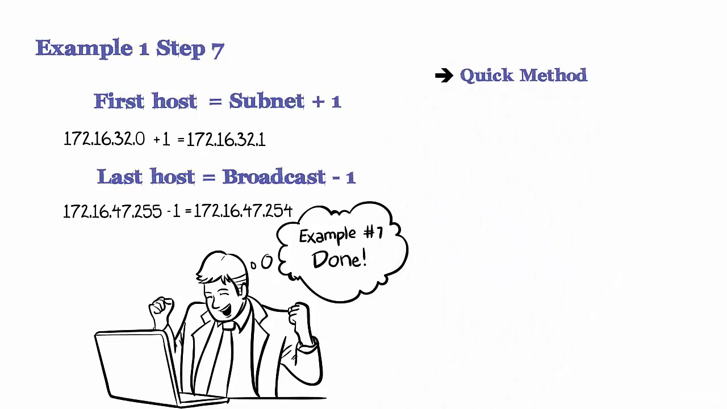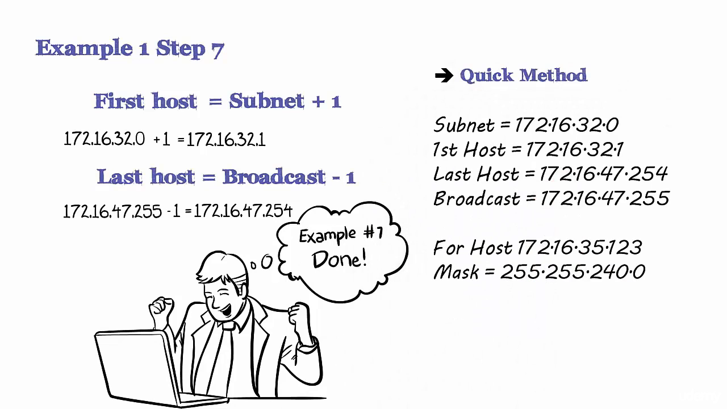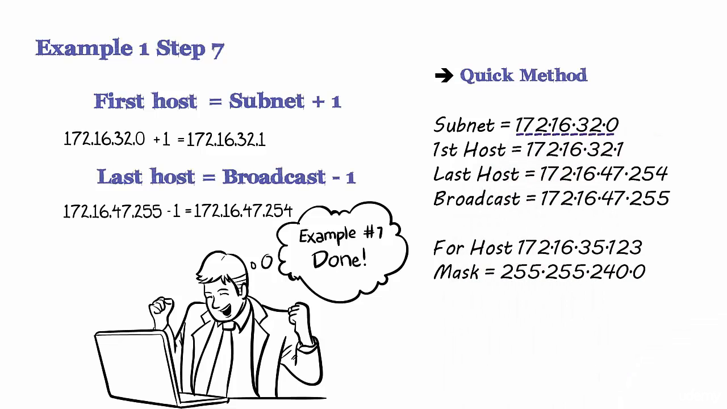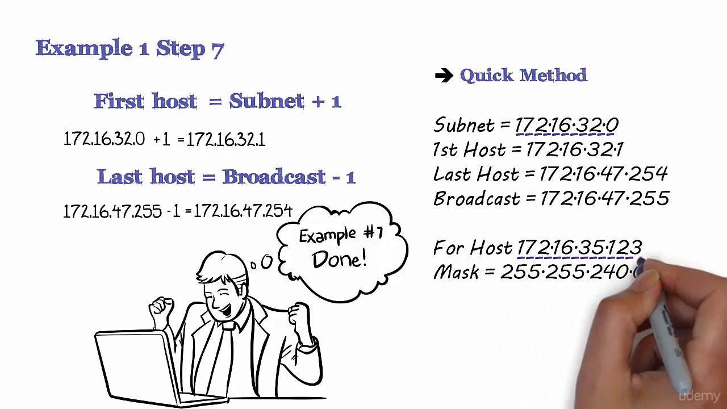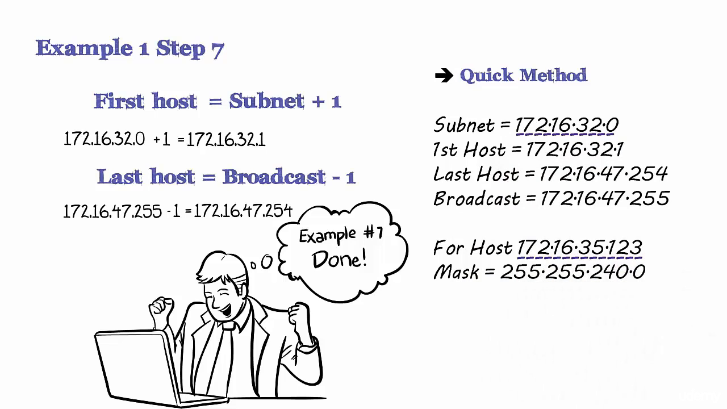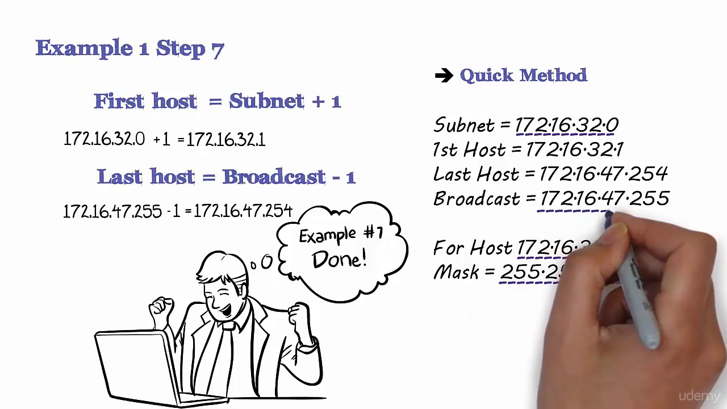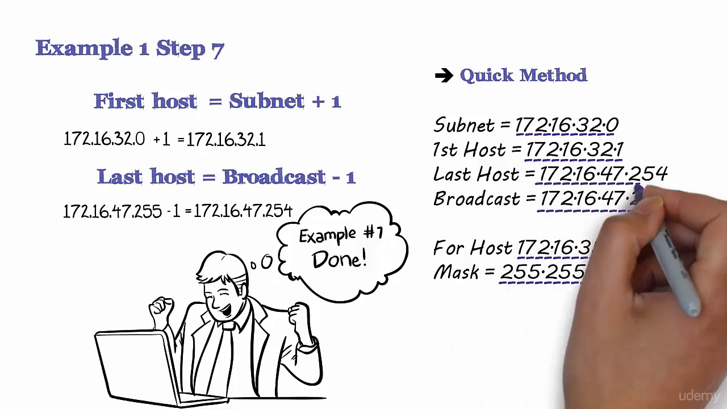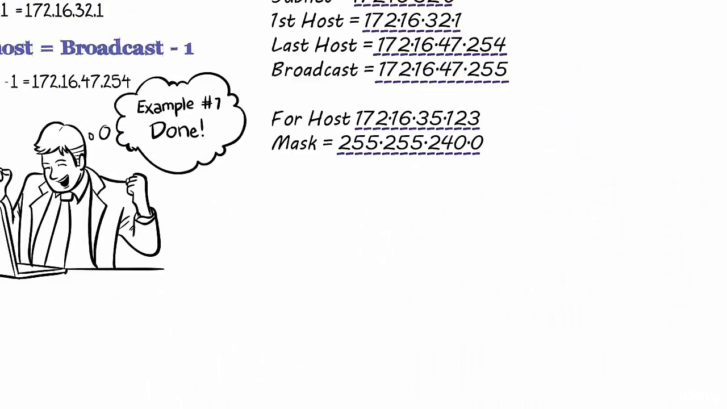Thus, the quick method. So to summarize this example, 172.16.32.0 is the subnet for host 172.16.35.123 with a subnet mask of 255.255.240.0. The broadcast is 172.16.47.255, and the first host is 172.16.32.1, and the last host is 172.16.47.254.